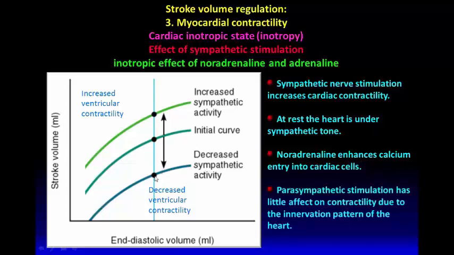This is a left ventricle with decreased sympathetic activity. So with decreased sympathetic activity, the left ventricle would eject less stroke volume than the same left ventricle when it has normal sympathetic activity. Parasympathetic stimulation has little effect on contractility, and this is due to the innervation pattern of the heart as we described in previous lectures.